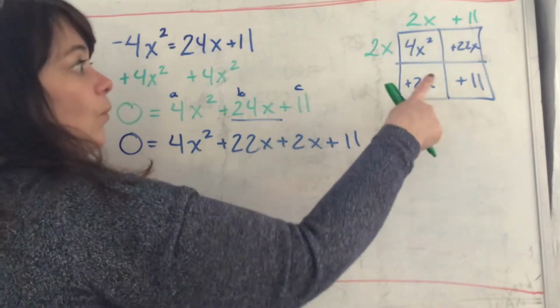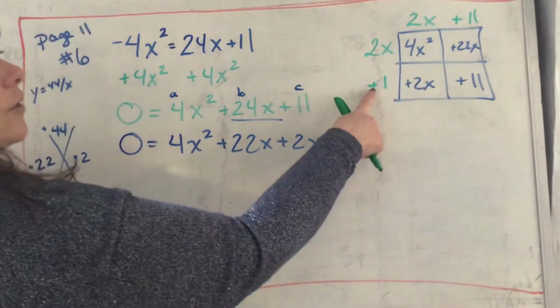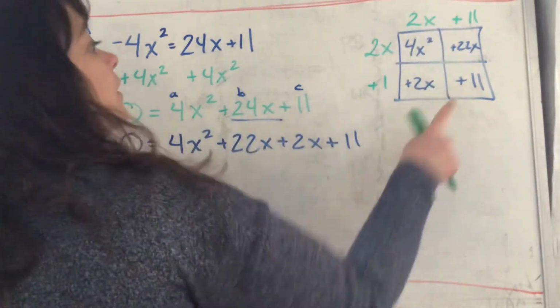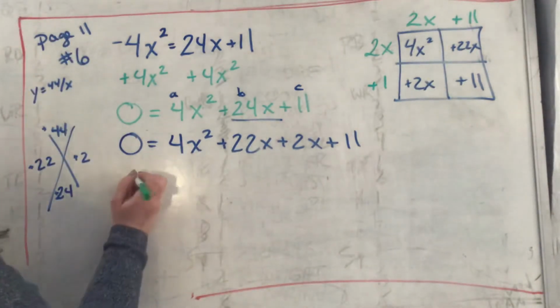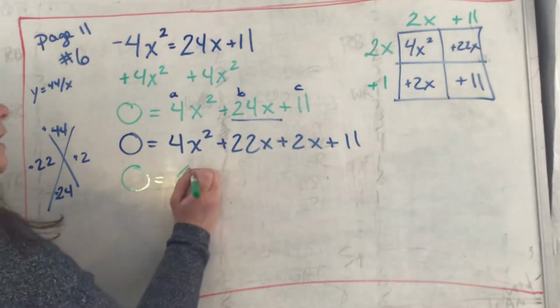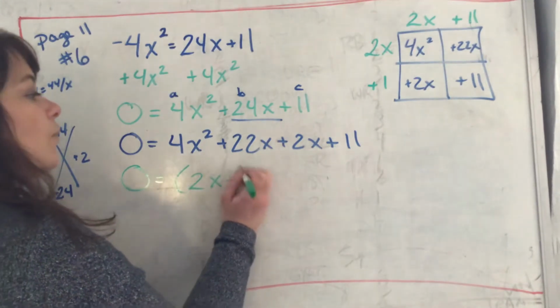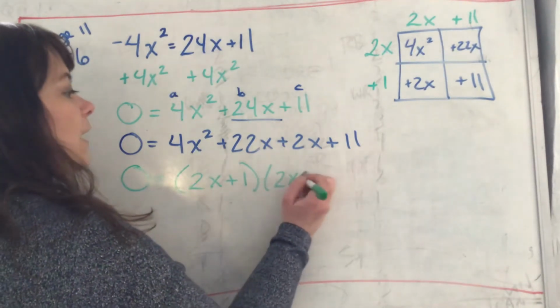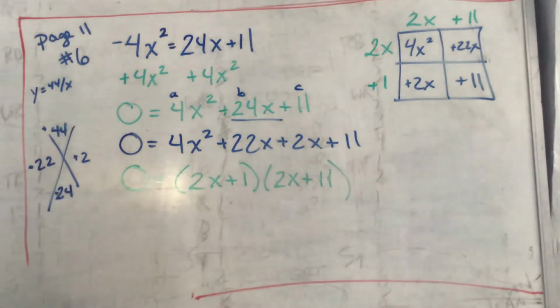Here, that's going to be a 1. And that looks good for our last box. 11 times 1 is 11. So written in factored form, it's 2x plus 1 times 2x plus 11. All I did was factor it so far.